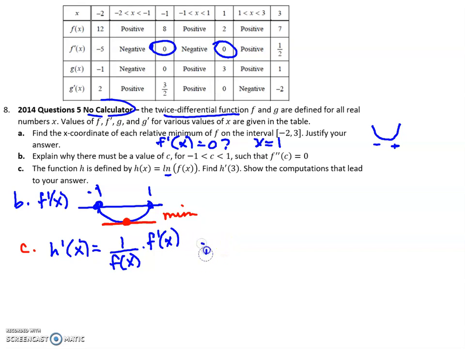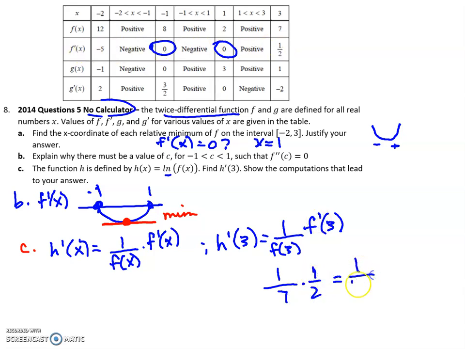Okay, so then I'm going to find h prime of 3. So I'm going to rewrite it, 1 over f of 3 times f prime of 3. And then I'm going to use my table. 1 over f of 3 is 7, times f prime of 3 is 1/2. And so my final answer is 1/14.